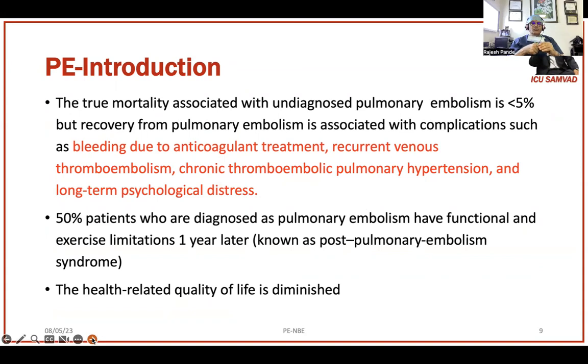But the problem is, those whom we treat and who recover from pulmonary embolism generally recover with complications like bleeding due to anticoagulant treatment, recurrent venous thromboembolism, chronic thromboembolic pulmonary hypertension, and long-term psychological stress. 50% of patients who are diagnosed with pulmonary embolism and treated have functional and exercise limitation 1 year later. This is called post-pulmonary embolism syndrome. The health-related quality of life in these patients who recover is diminished.